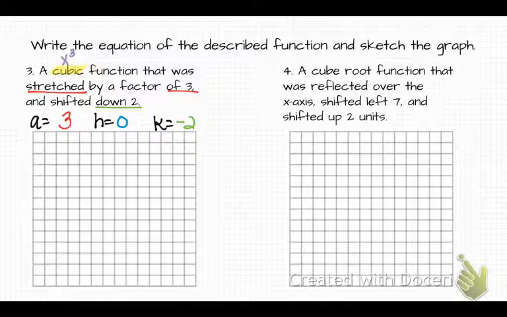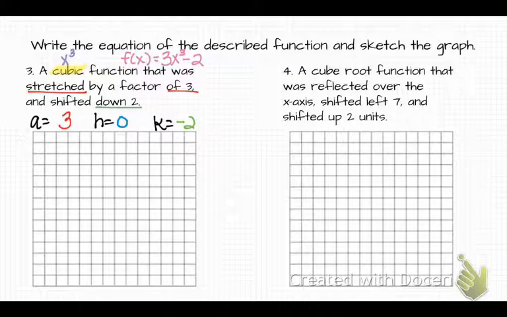So let's write this into our equation. I have f of x equals, what's next? 3. Then what? X cubed. Then what? Minus 2. And the minus 2 goes on the outside because it's up and down. When it's with the x on the inside, that means it's with the parentheses, left and right.